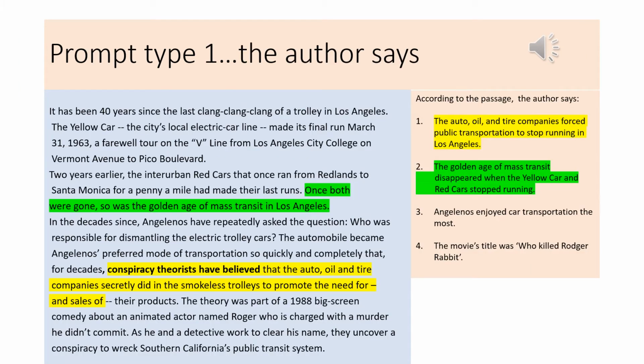You can pause your screen now if you want to read through this written text. What I'm trying to show you is the prompt here, according to the passage the author says. This is a difficult prompt for multiple choice, multiple answer on this test because the author, in the yellow, if you look at the yellow words in the text here, it says conspiracy theorists have believed that the auto, oil, and car companies secretly did in the smokeless trolleys to promote the need for the sales of their products.